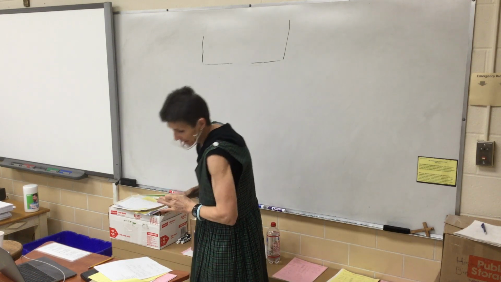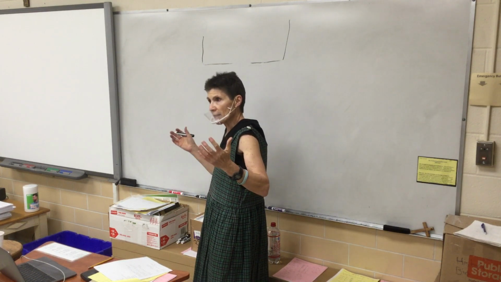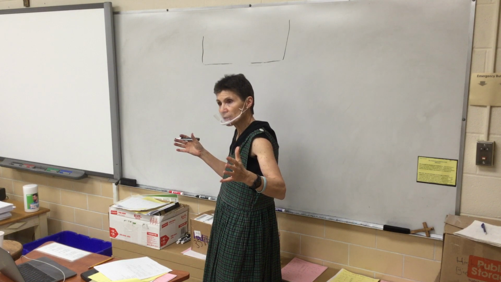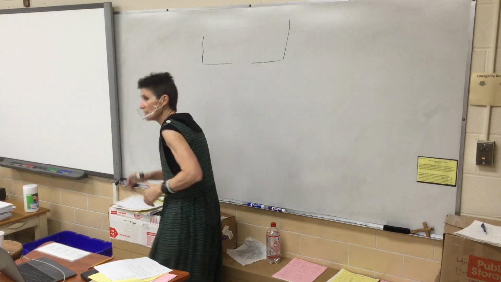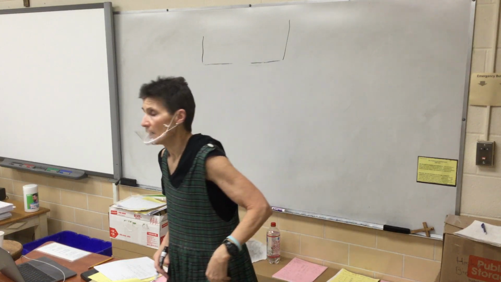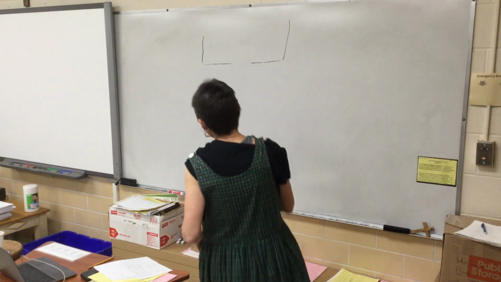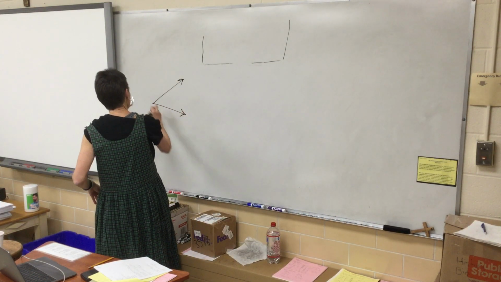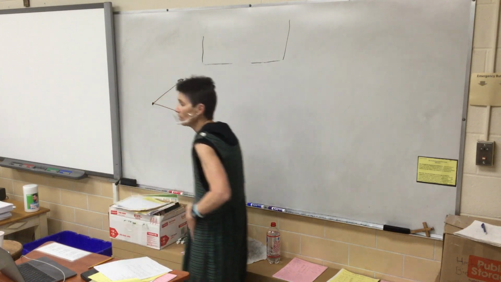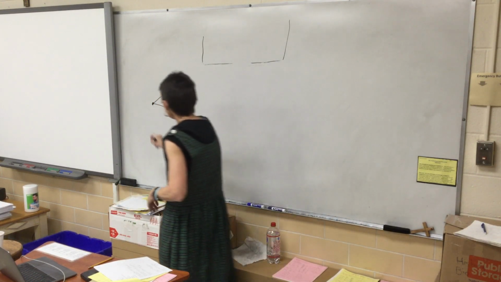All right, angle. An angle, everybody knows what an angle is, right? Anybody remember the definition from geometry? The union of two rays with a common endpoint. That's the definition of an angle. What do we call the common endpoint? Vertex. Yep, that's called the vertex.